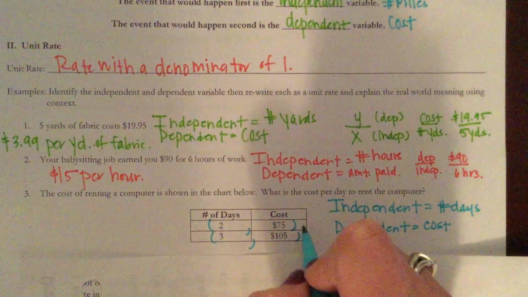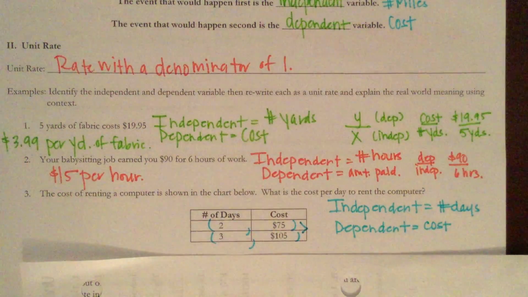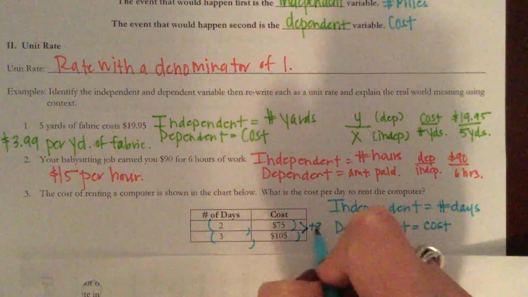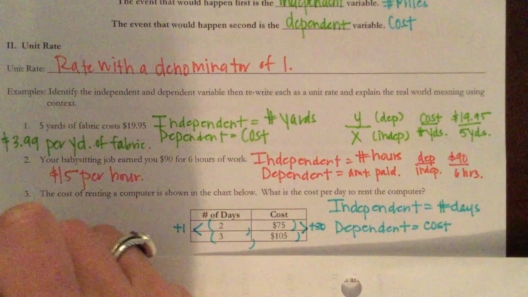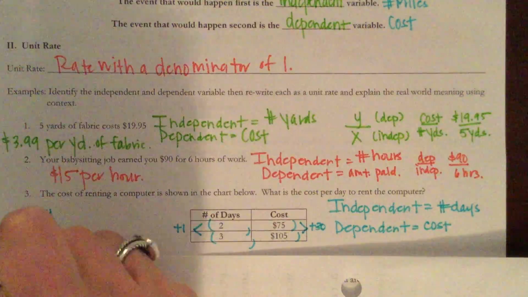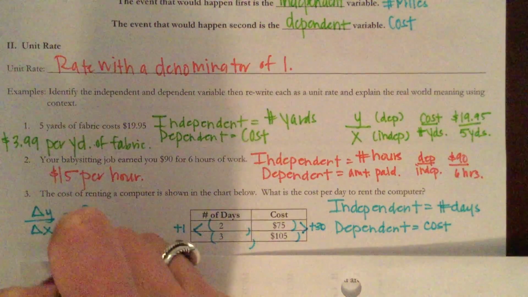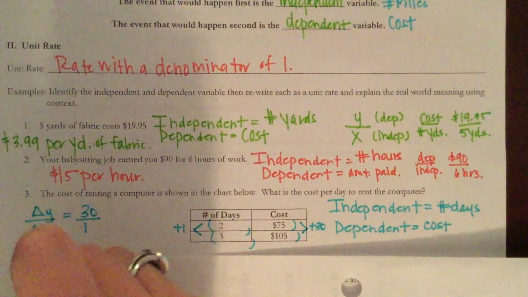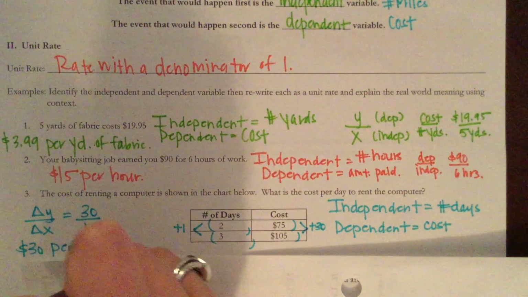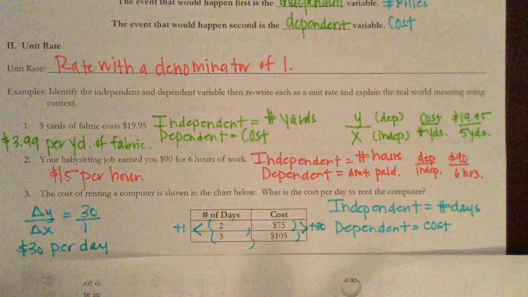So if I look at the change here, from $75 to $105 is 30, and from 2 to 3 is 1. What that would mean, if I look at the change in Y over the change in X, is that I changed by $30 every 1 day. That means it cost me $30 per day to rent that computer.